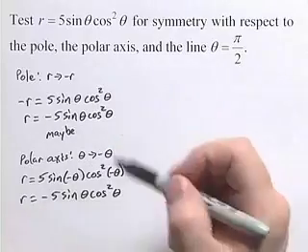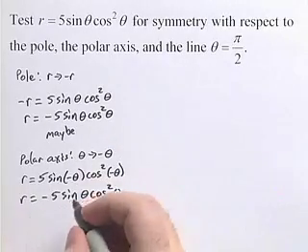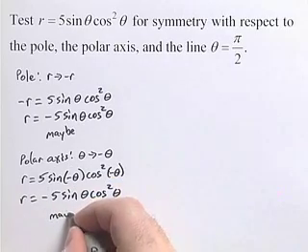The cosine of negative theta is equal to cosine theta, but we're squaring that, so we have cosine squared. This is not the same equation that we started with, so again, there may or may not be symmetry with respect to the polar axis. We'll say maybe again.